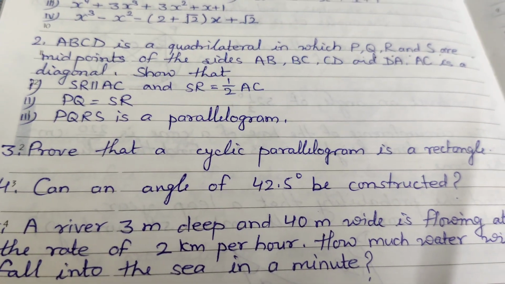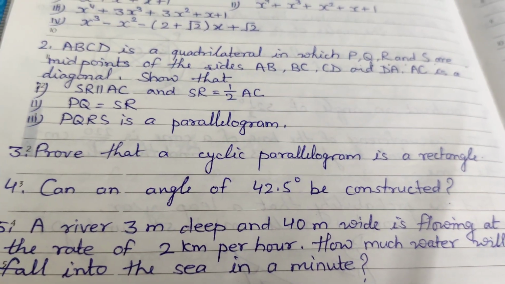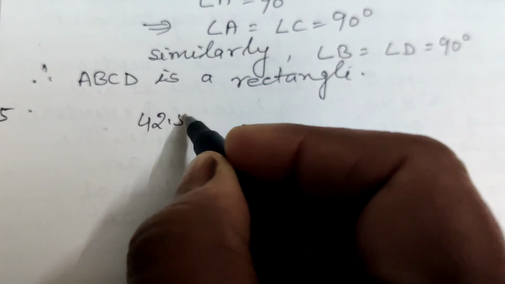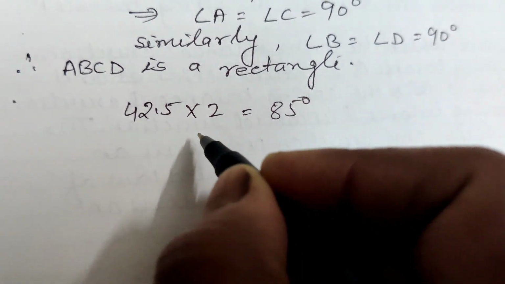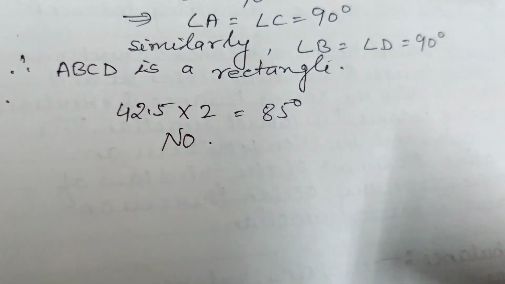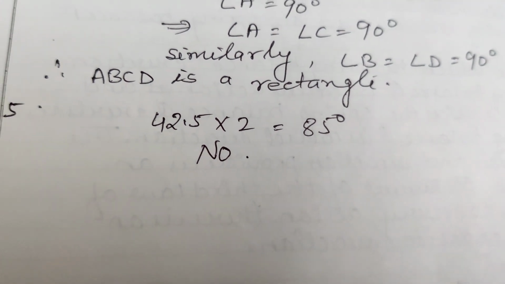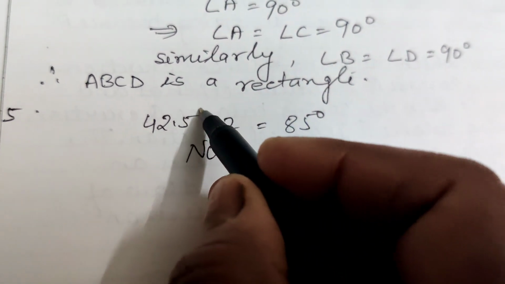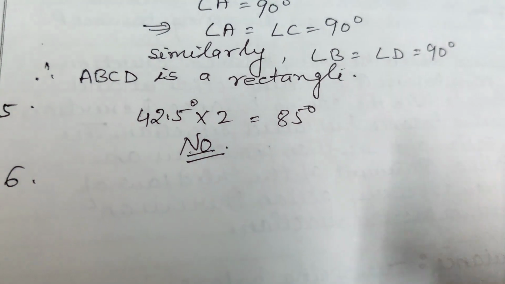Question number 4. Can an angle of 42.5 degrees be constructed? 42.5 degrees, just we double it, so we get 85 degrees. No, it is not constructed because the multiples of 15 can be constructed. Okay, 42.5 degree angle cannot be constructed.